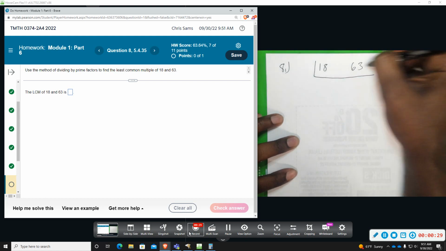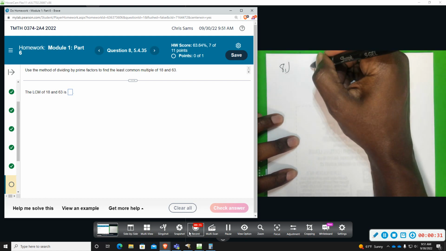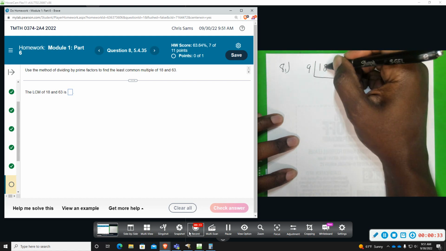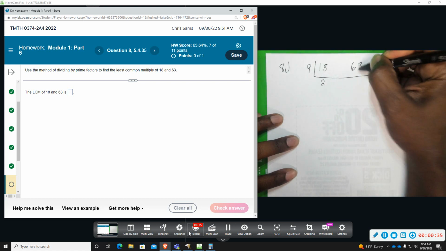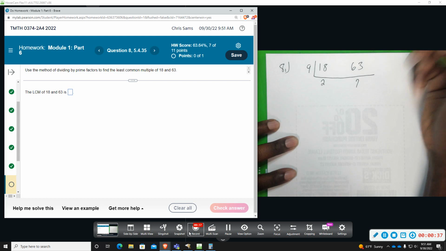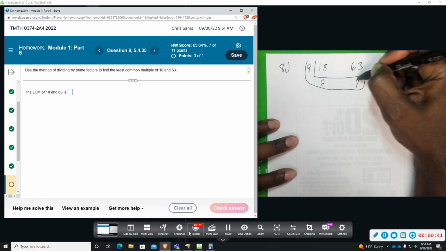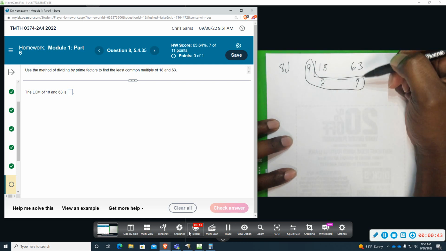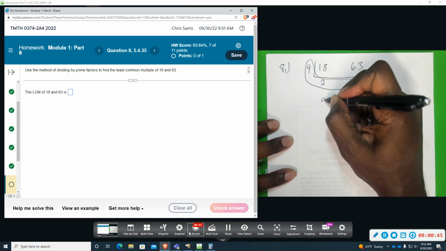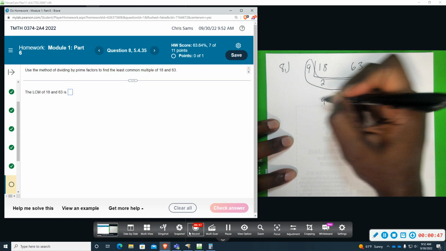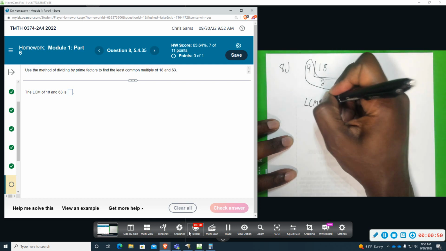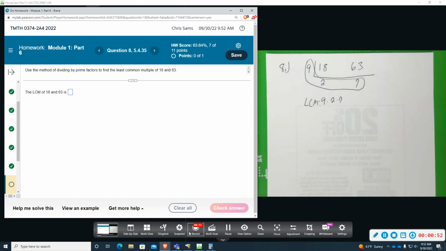So I'm going to divide both of these by 9. I know that 9 is a factor of both of these numbers. That will leave me with 2, and that will leave me with 7. Okay, so now they're both prime to each other, so all I have to do is multiply 9, 2, and 7, all the numbers on the outside. So 9 times 2 times 7 is going to give me my LCM. And if I multiply 9, 2, and 7, that will give us 126. So I'm just going to put 126 here.